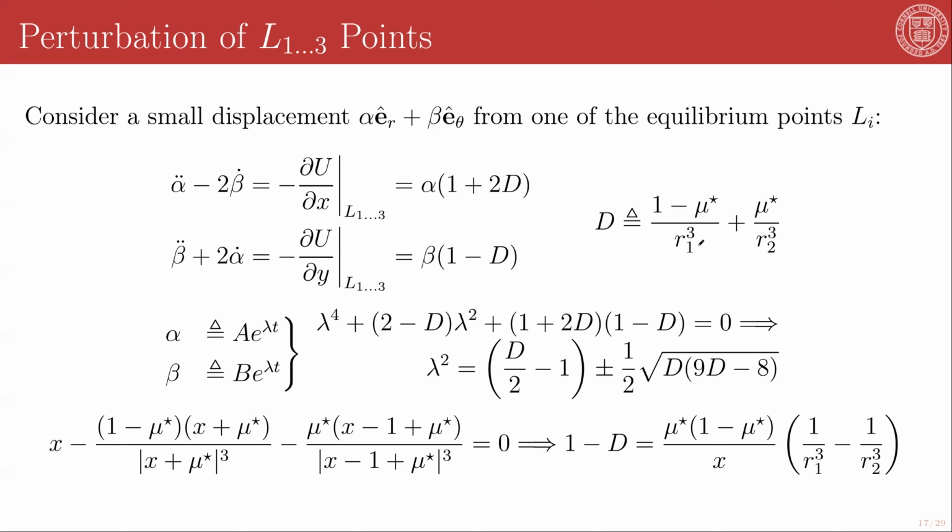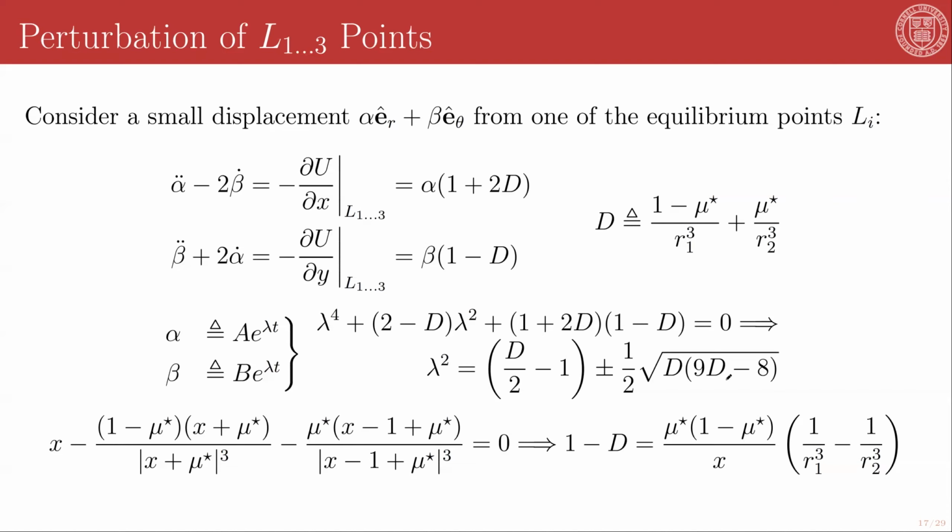D is a strictly positive quantity. Both of these denominators are norms of vectors cubed, and so they are strictly positive quantities. And mu star is explicitly defined to be between 0 and 1. So the numerators are also strictly positive quantities. So D is positive, and that means that we need 9D to be greater than 8. Except we also need everything to end up in the left-hand plane. And so to get negative real values, we also require d to be less than 1.